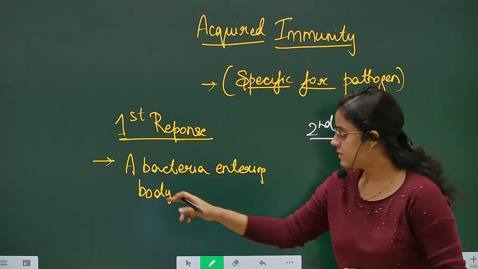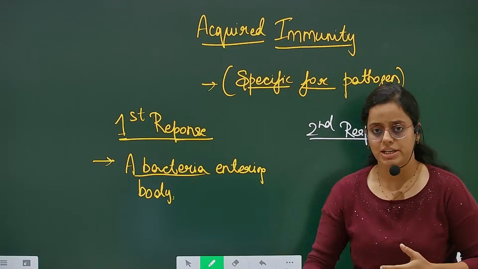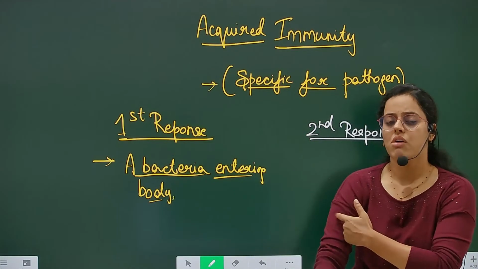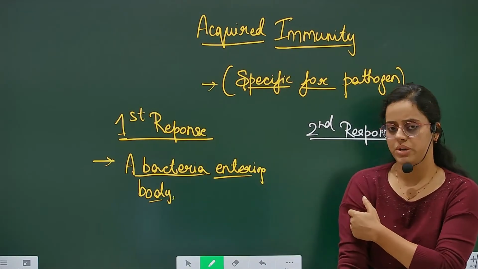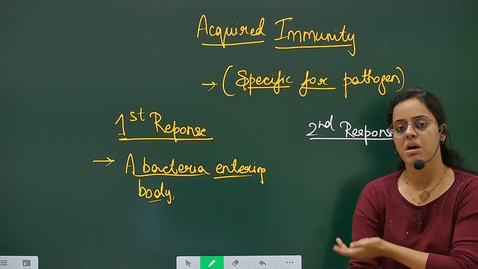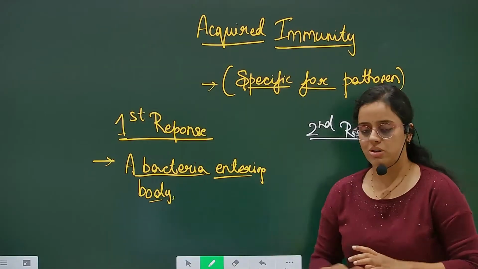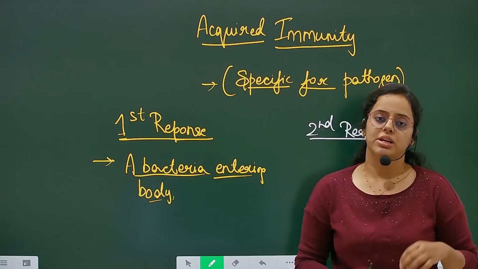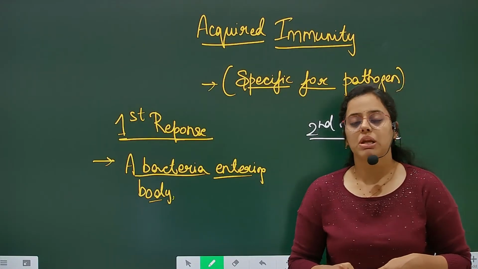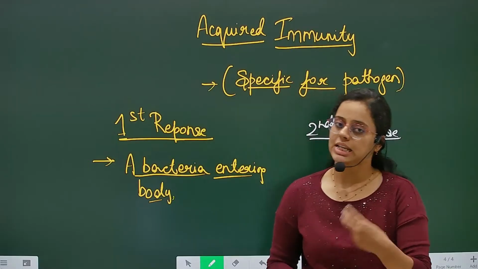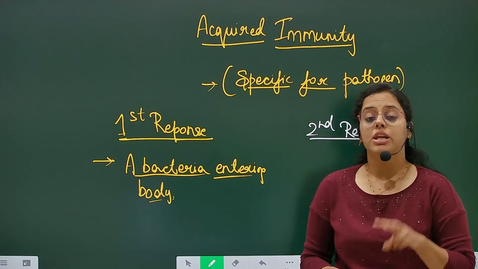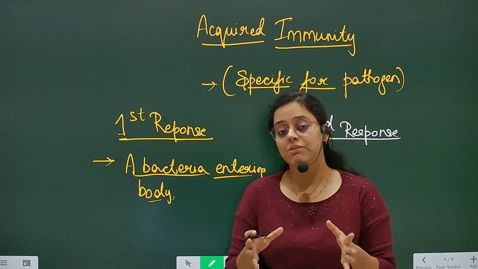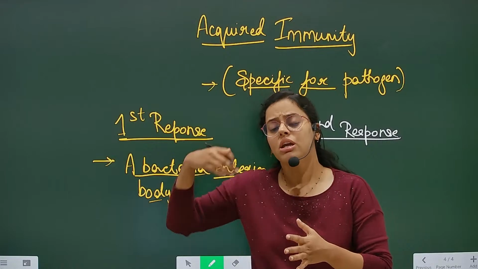Then suppose it has crossed the innate immunity and it has entered some particular body tissue, for example the muscular tissue of the hand, with an injury over here, and the bacteria has somehow entered this muscular tissue. Now what is the response of the body? The lymphocytes are produced. Which type of lymphocytes? B lymphocytes and T lymphocytes. There are two types of lymphocytes, B lymphocytes and T lymphocytes. About B lymphocytes and T lymphocytes we are going to learn in our coming classes.